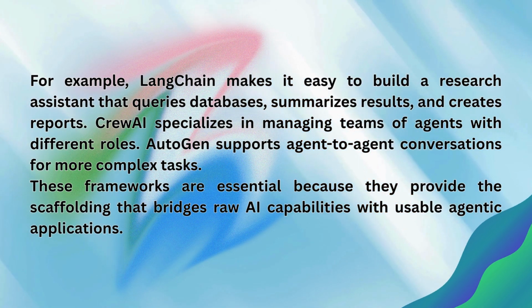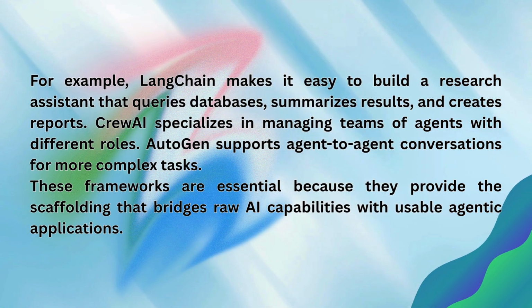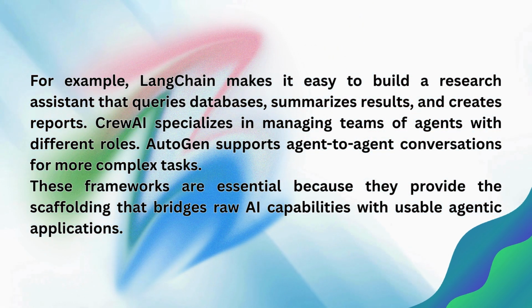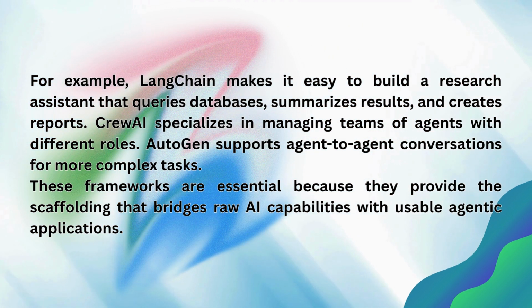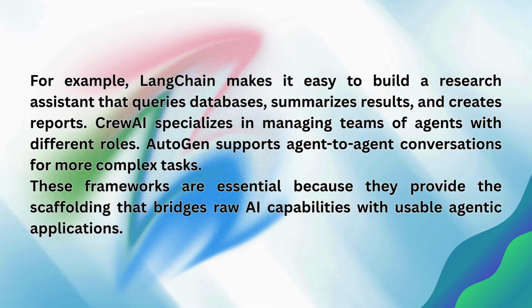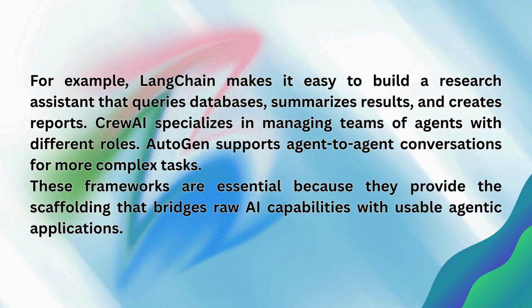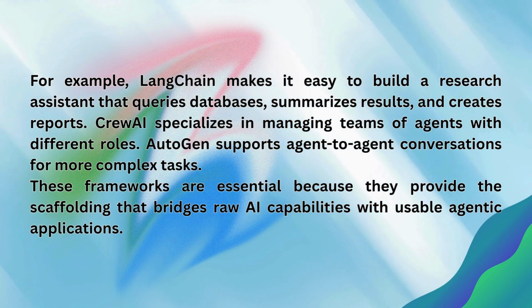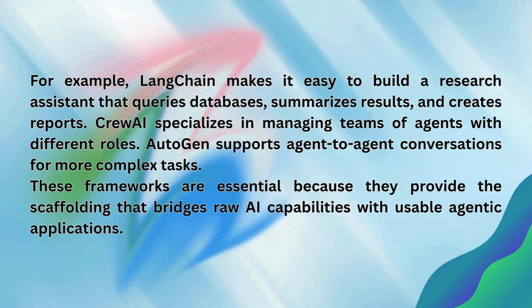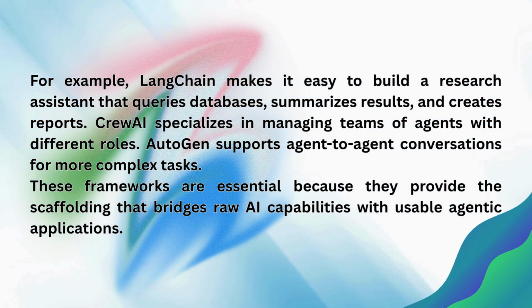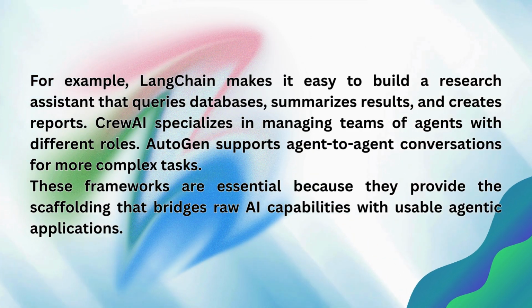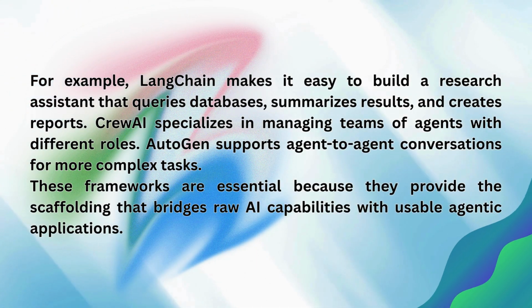For example, LangChain makes it easy to build a research assistant that queries databases, summarizes results, and creates reports. Crew AI specializes in managing teams of agents with different roles. AutoGen supports agent-to-agent conversations for more complex tasks. These frameworks are essential because they provide the scaffolding that bridges raw AI capabilities with usable, agentic applications.